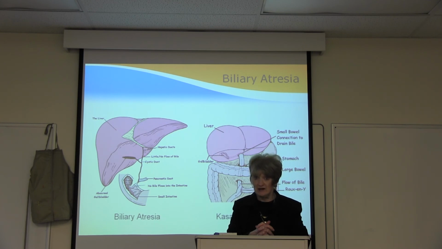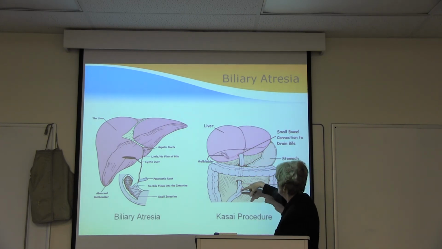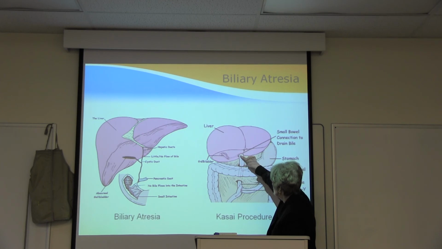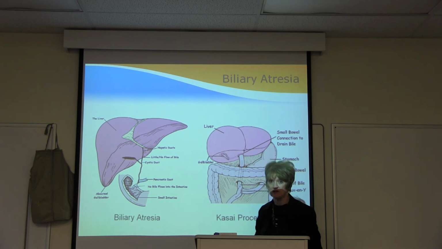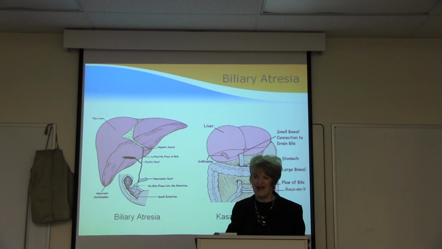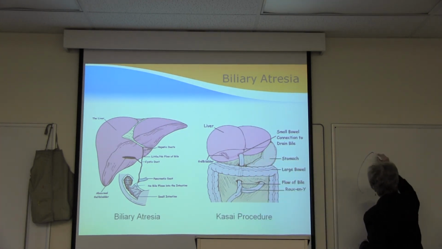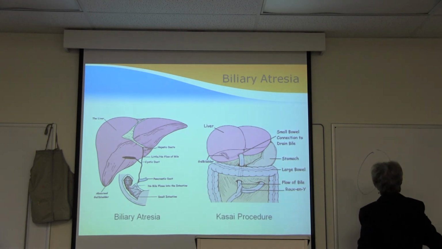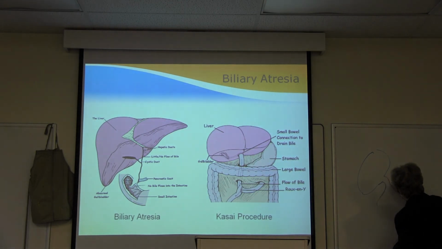Now there's a modified Kasai where they take a section of jejunum, they connect it to the liver, then they bring it out to the abdominal wall and back to the small intestine. And you're probably thinking, why would they do that? So they actually bring it out onto the abdominal wall. And I'm a terrible, terrible, terrible artist, as you will see. So here's your liver. So they take a section of jejunum and they connect the section of jejunum, then they bring it out to the abdominal wall, and then they bring it back.